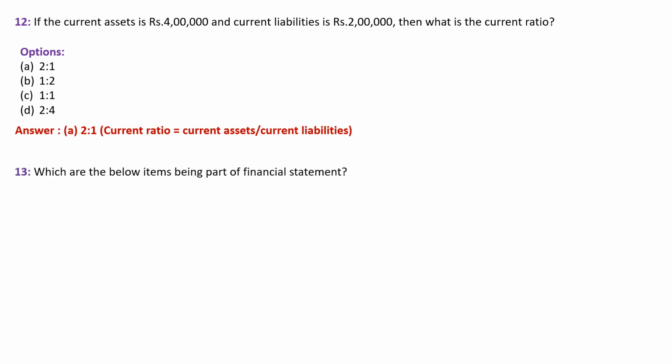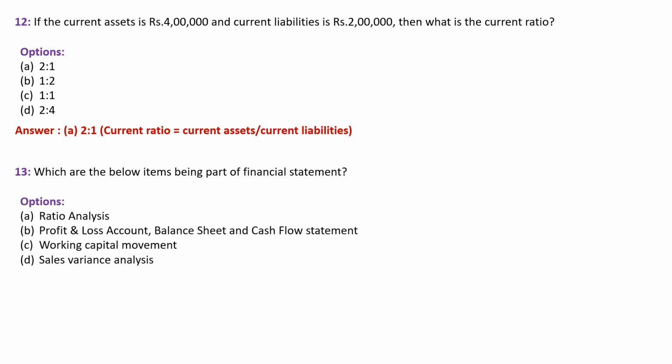Next question, question number 13. Which of the below items are part of the financial statement? Option A, ratio analysis. B, profit and loss account, balance sheet and cash flow statement. C, working capital movement. D, sales variance analysis. And the correct answer is B, profit and loss account, balance sheet and cash flow statement.